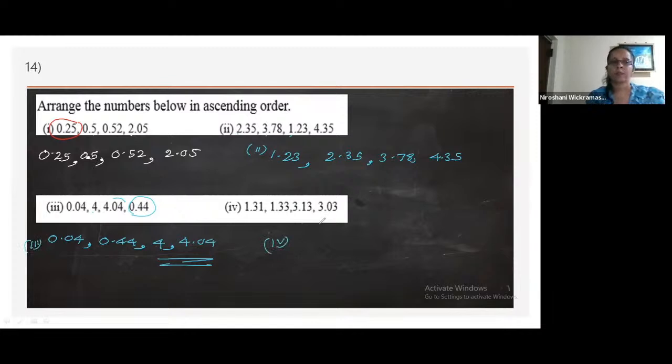Third one. Fourth one. Smallest one. What is the smallest one here according to this? Here 1.33, 1.31. So you can take 1.31. Because why? The 100th place 1, 100th place 3. So this is the smallest one. Next one, 3.13, 3.03. 3.03. Largest one is 3.13.